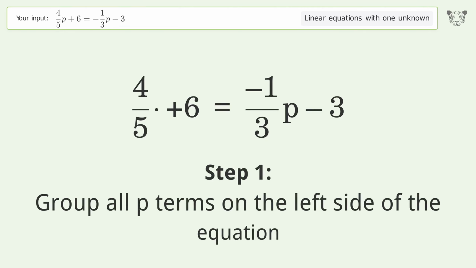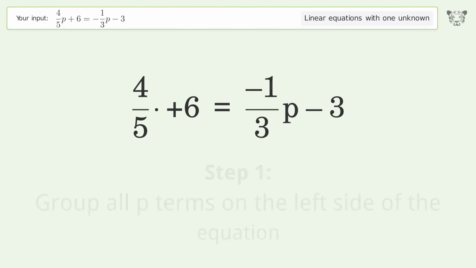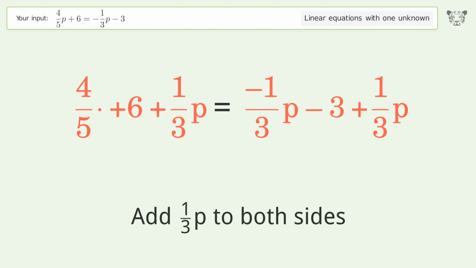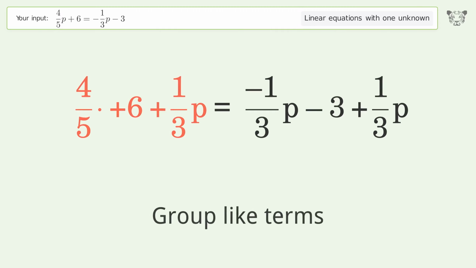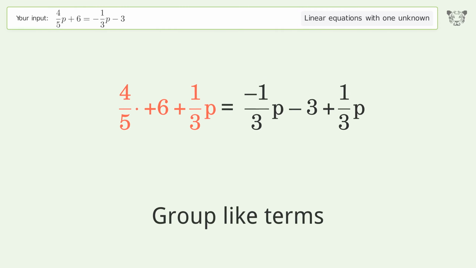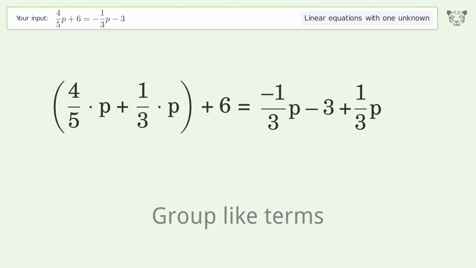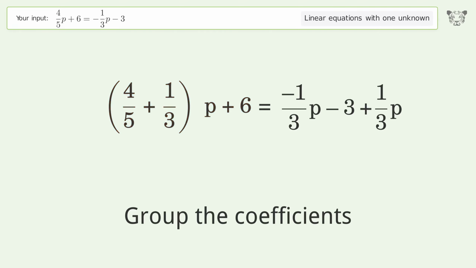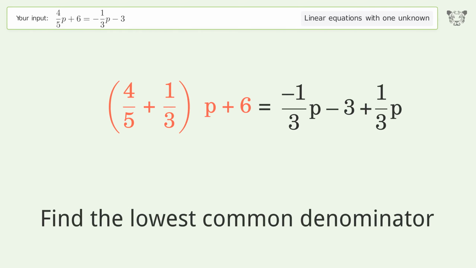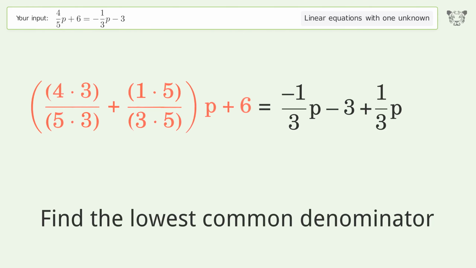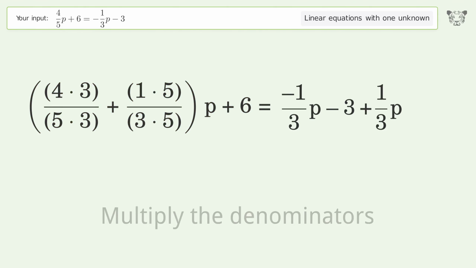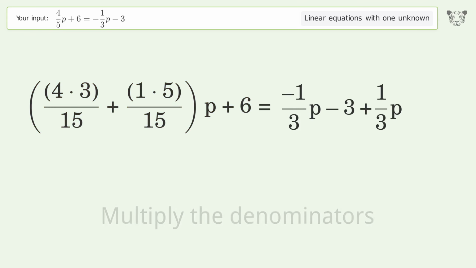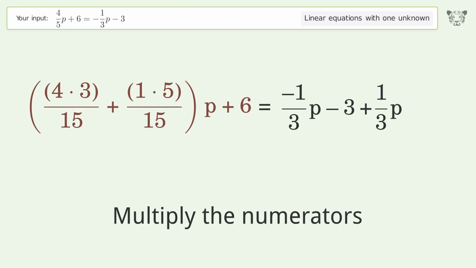Group all p terms on the left side of the equation. Add 1 over 3p to both sides. Group like terms. Group the coefficients. Find the lowest common denominator. Multiply the denominators. Multiply the numerators.